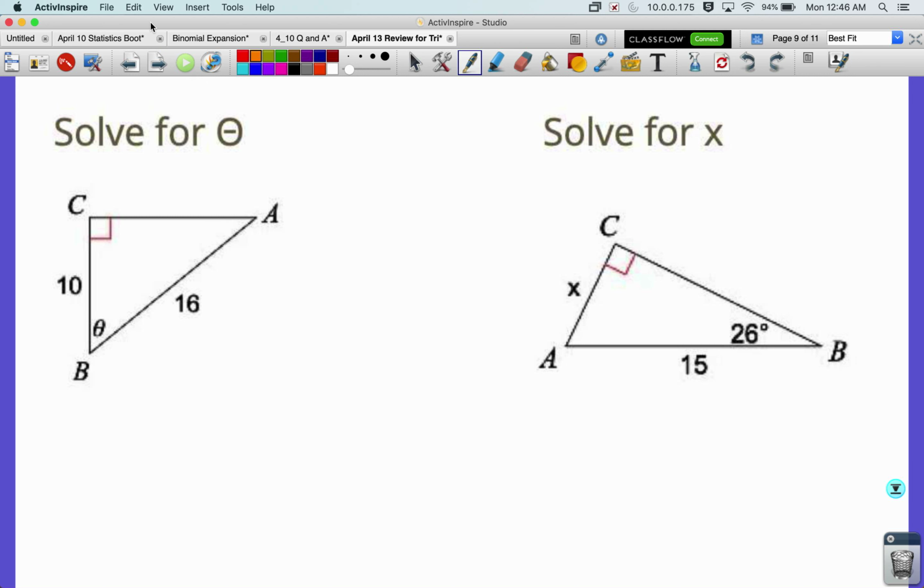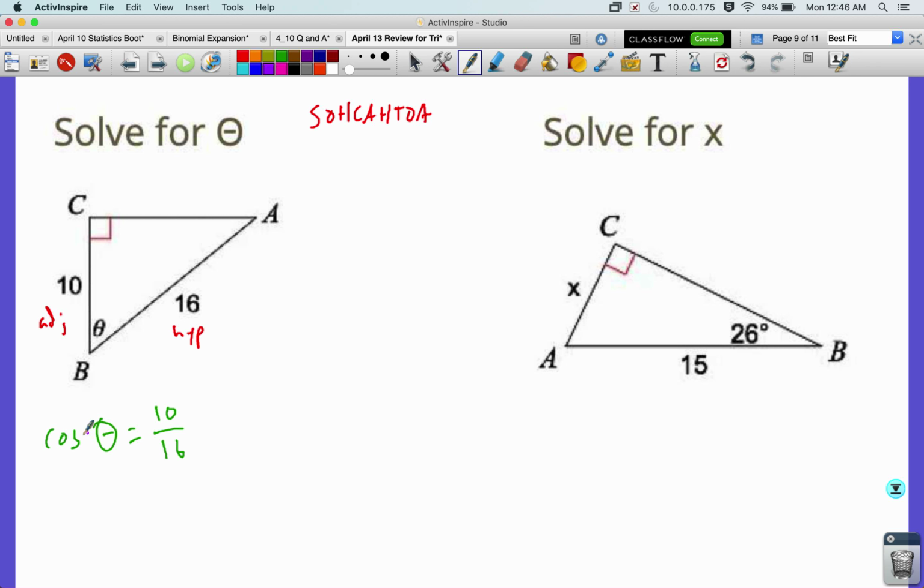Solve for theta. Let's see. So from theta's perspective, I am given the hypotenuse and the adjacent. So if I consult SOHCAHTOA, that tells me that cosine is going to be the trig function that's going to help me find theta here. So cosine of theta equals, we could say adjacent over hypotenuse, but let's fill in the actual numbers, 10 over 16. That can be simplified, but it doesn't really matter. It can just be left like that.